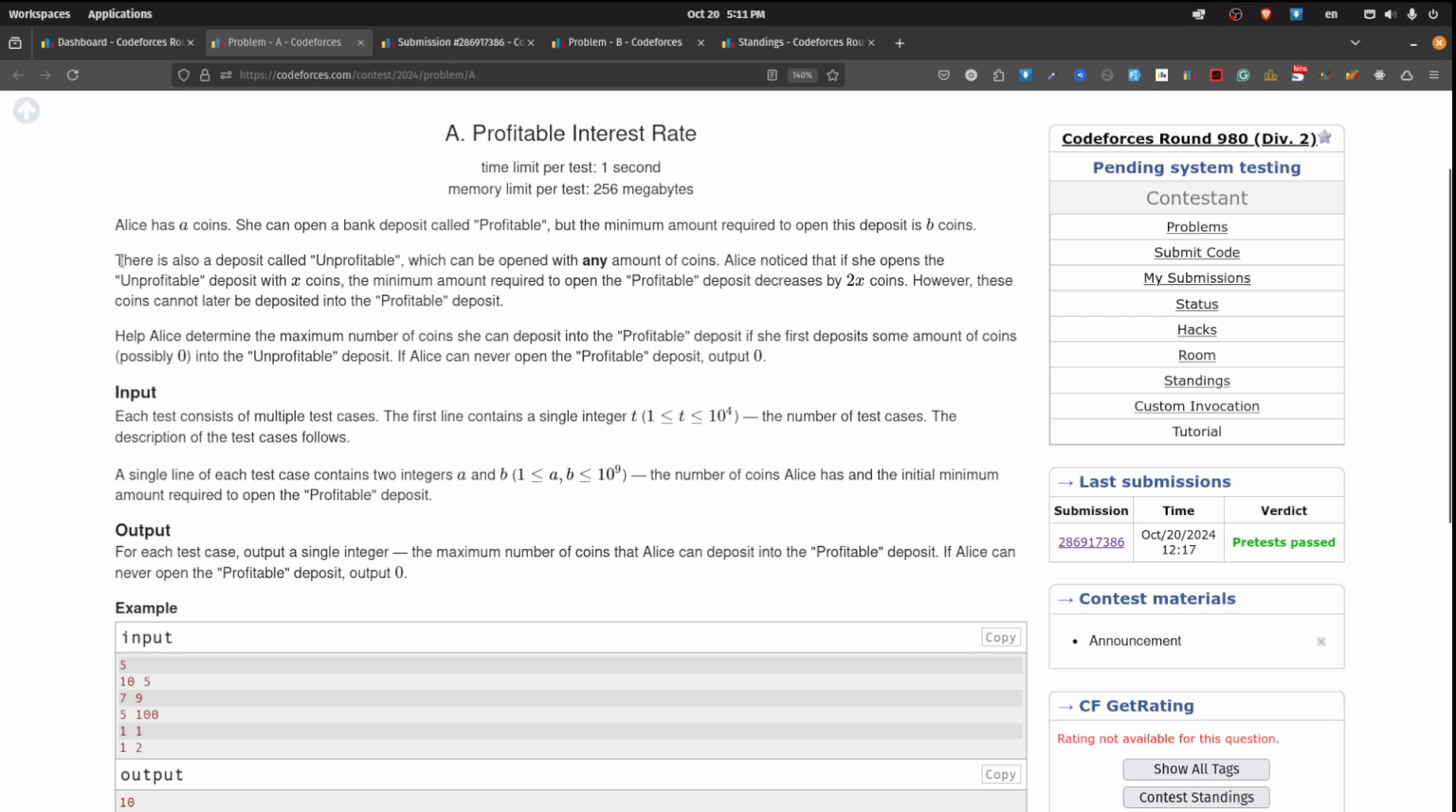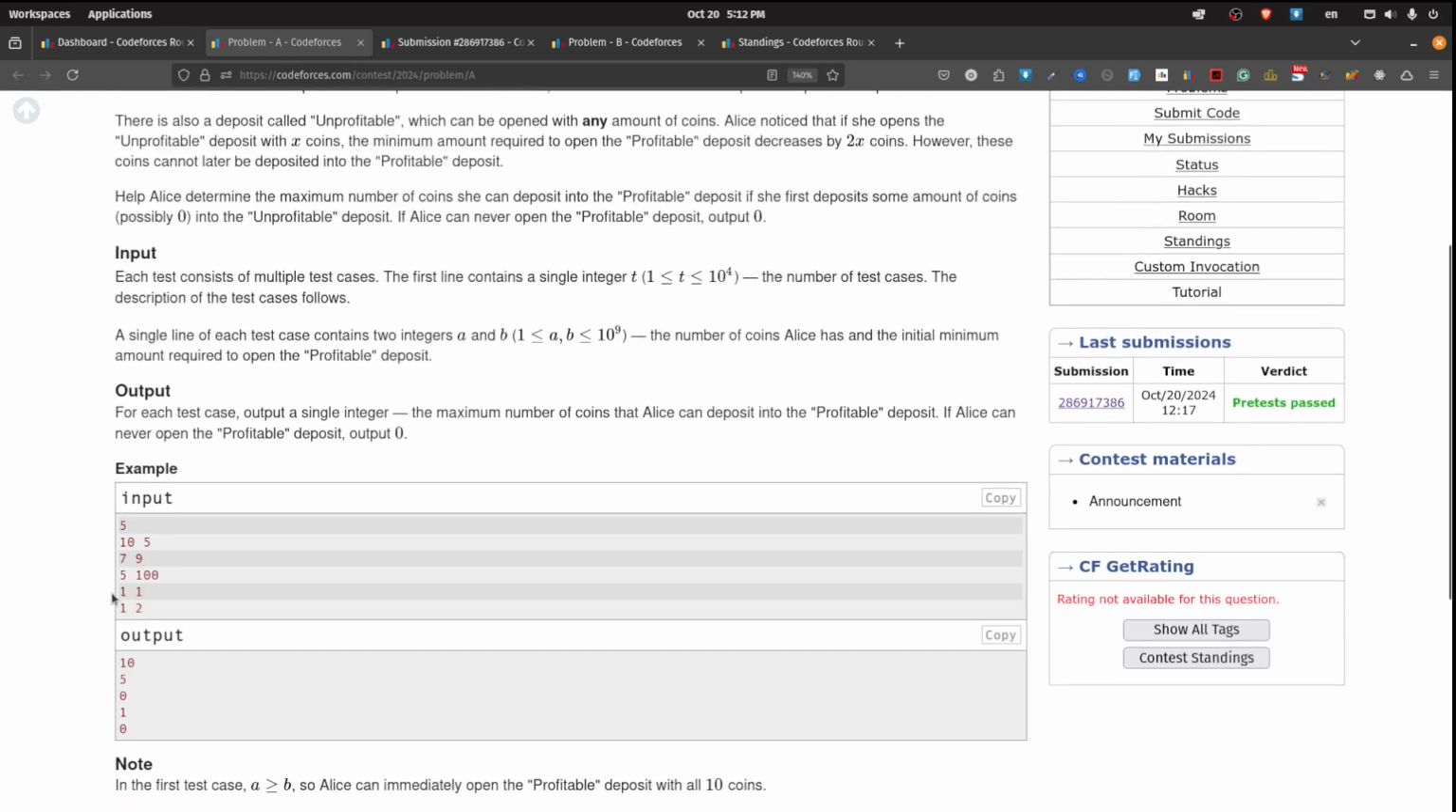After that, it says there is also a deposit called unprofitable, which can be opened with any amount of coins. It may be zero, maybe two, maybe one, anything. Alice noticed that if she opens the unprofitable deposit with X coins, the minimum amount required to open the profitable deposit decreases by 2x. I will discuss this line later while discussing the test cases.